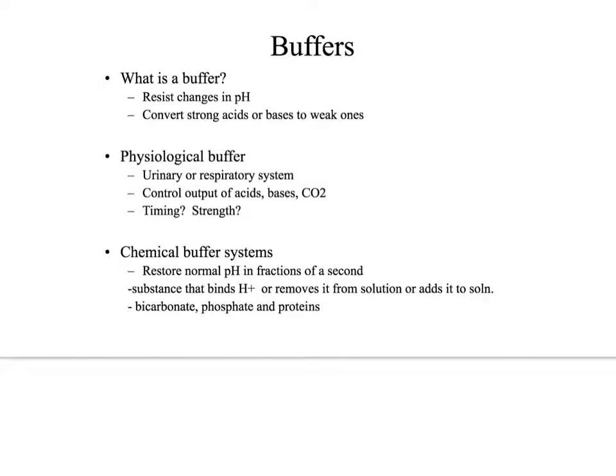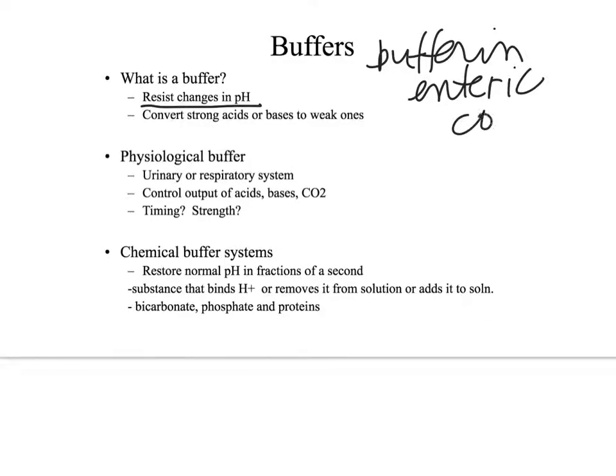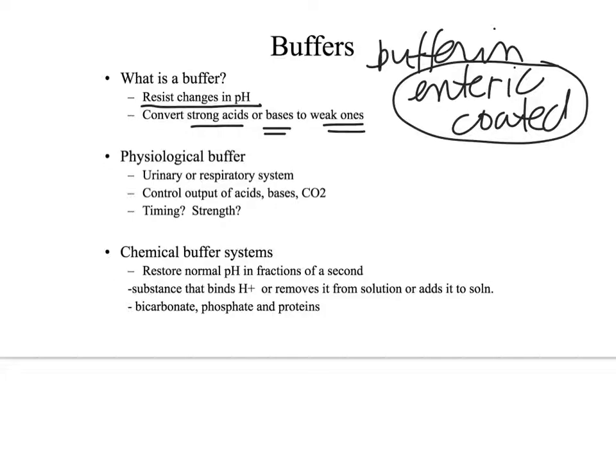Now a buffer is something that is going to resist a change in pH. You could think about Bufferin, which is a type of aspirin, or enteric-coated aspirins. Aspirin is acidic. So Bufferin and enteric-coated aspirins are covered in a buffer so that the pH in your stomach doesn't become more acidic than it already is. The idea behind the buffer is that it's going to convert a strong acid or a strong base to a weaker one. So it kind of neutralizes it.